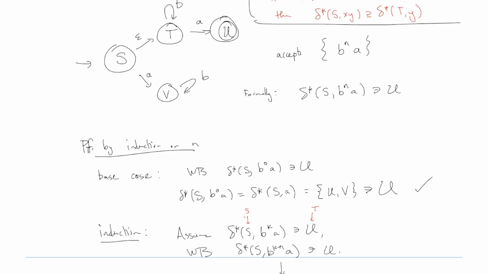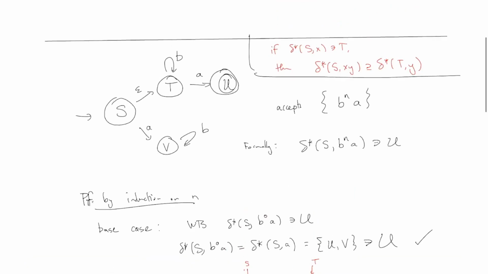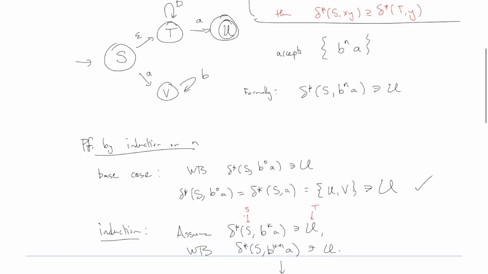So the moral of the story is I would not ask you to do this on the test because it's not hard per se, but it requires a very slightly different approach. It's a lemma, really, that is required here. Instead of that, it's better to prove a lemma that says something like delta star of S and B to the N contains T. That we would prove by induction.